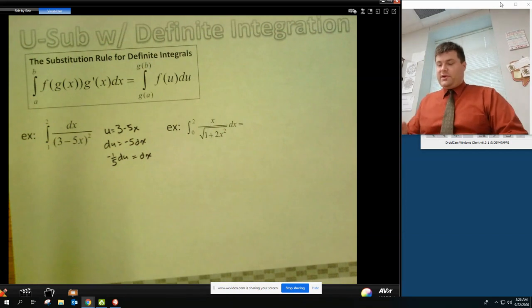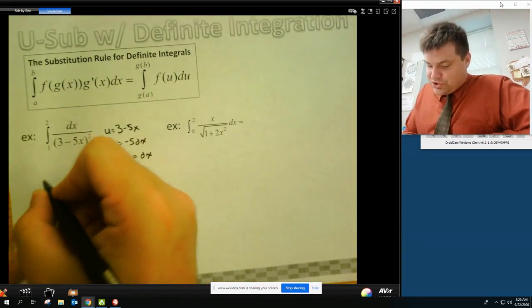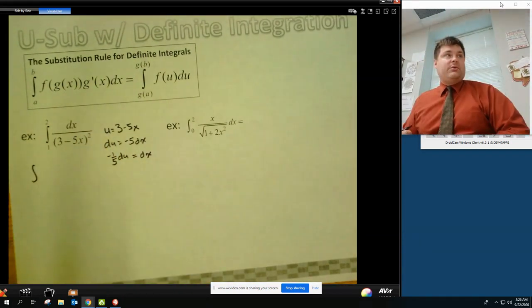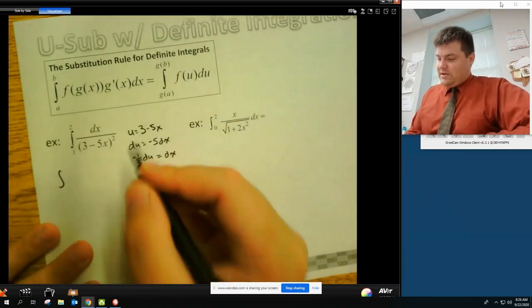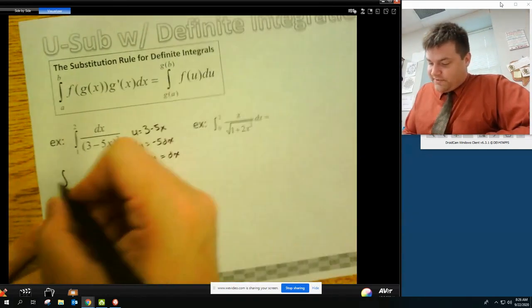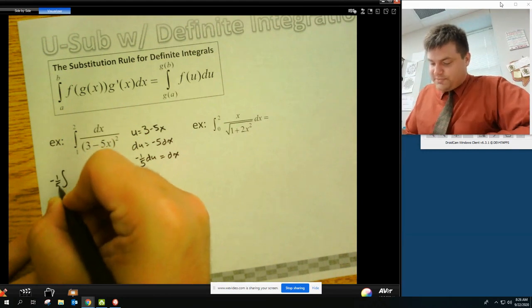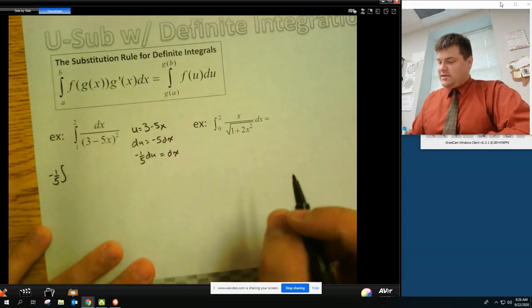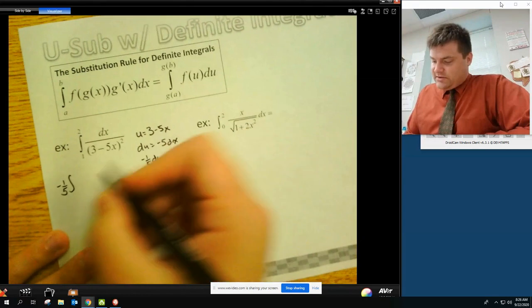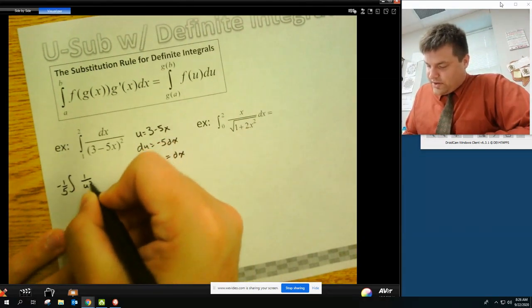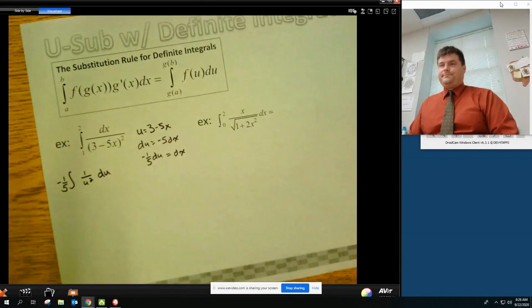So I'm going to do a little bit of work here. I'm going to ignore the bounds for right now, and then I'll show you how to finish that up. So we're going to integrate. That dx becomes a negative 1/5. If you don't mind, I'm going to put that out in front just because it's much easier that way, less things to worry about. And this is going to become 1 over u squared du.